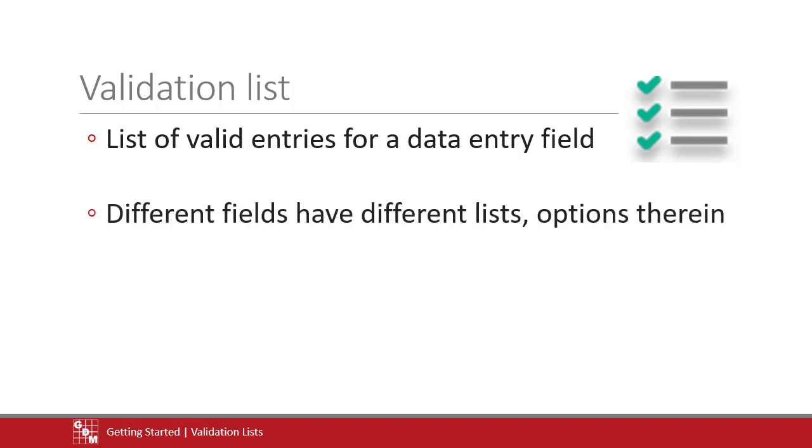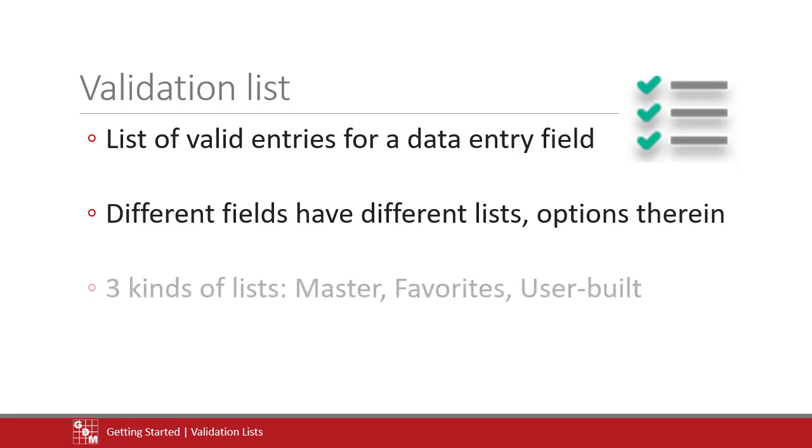Different entry fields have different lists, of course, with various options and configurations depending on the data. These can be categorized into three main types: master, favorites, and user built.